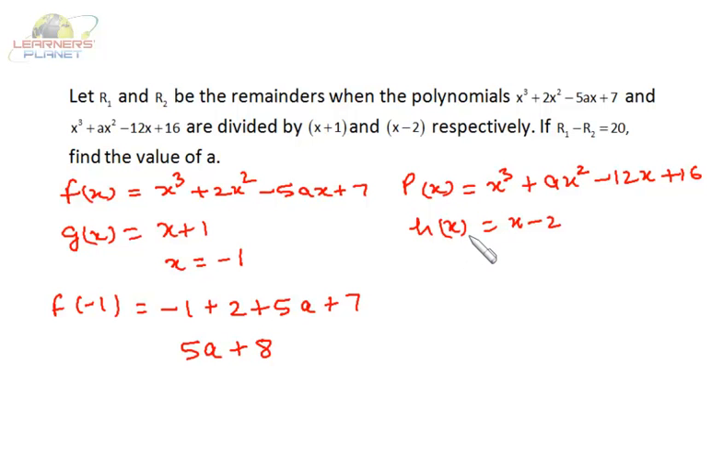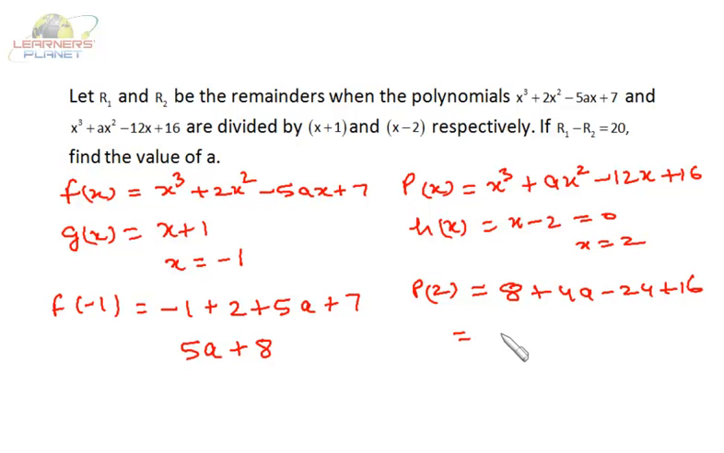If p(x) is divided by h(x), the remainder will be p(2). Just put the value of h(x) as 0. So x will be 2. So the remainder will be p(2). Now put the value of x as 2 in this case. So it is 2 cube, that is 8, plus 2 2s are 4 into a, 4a, minus 12 into 2, 24, plus 16.